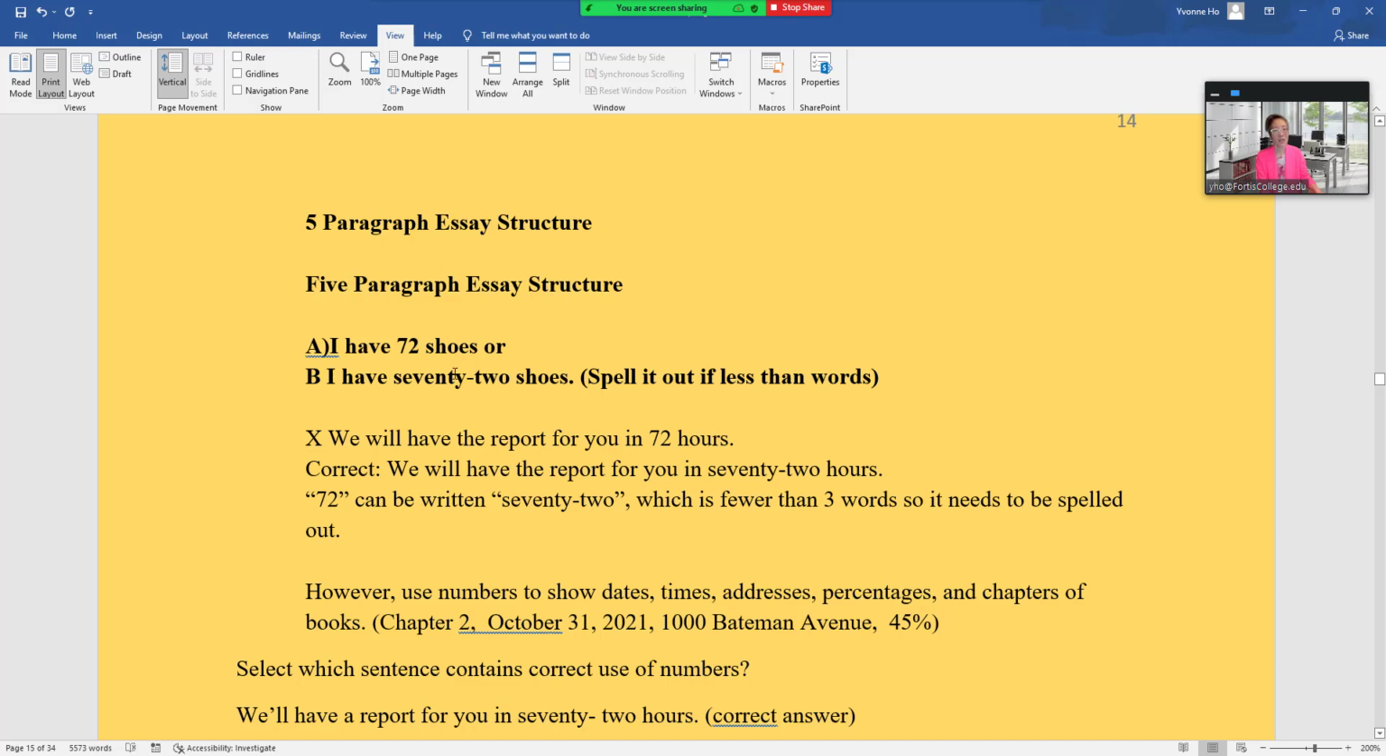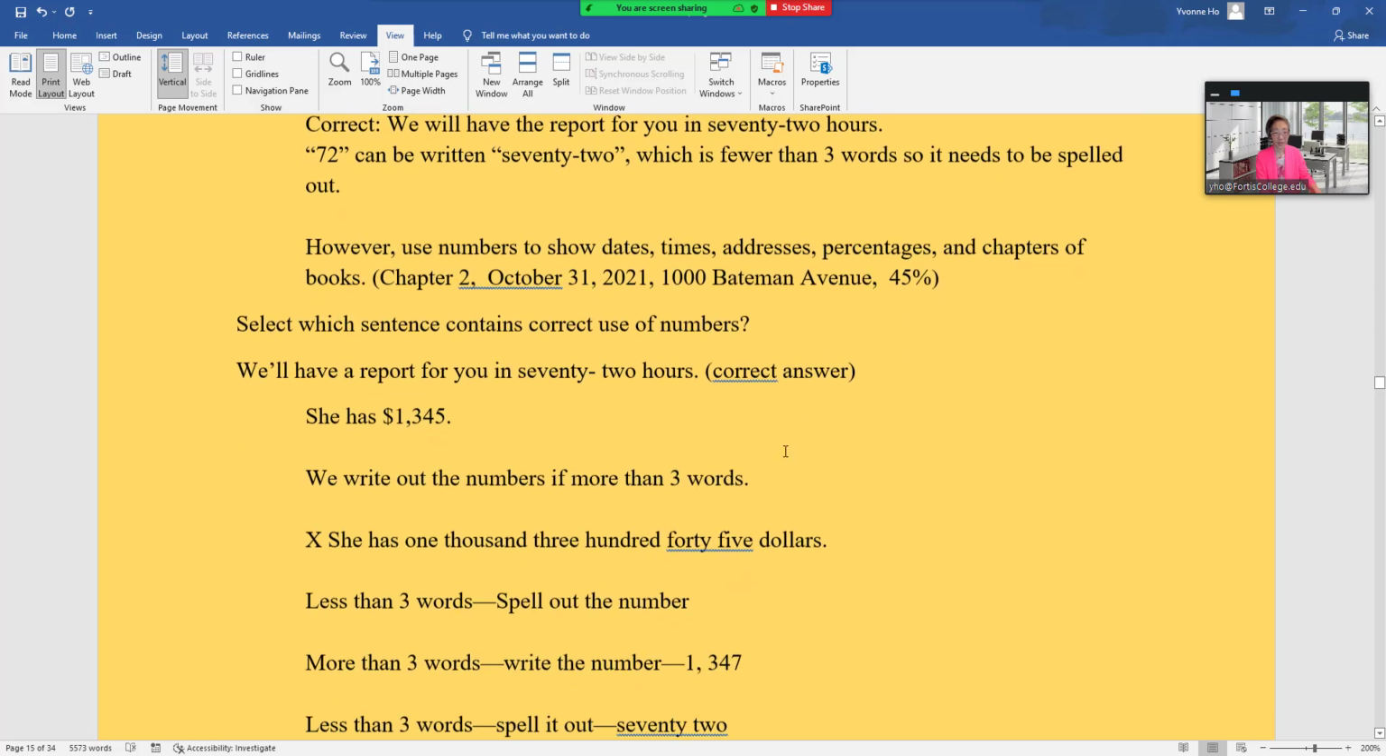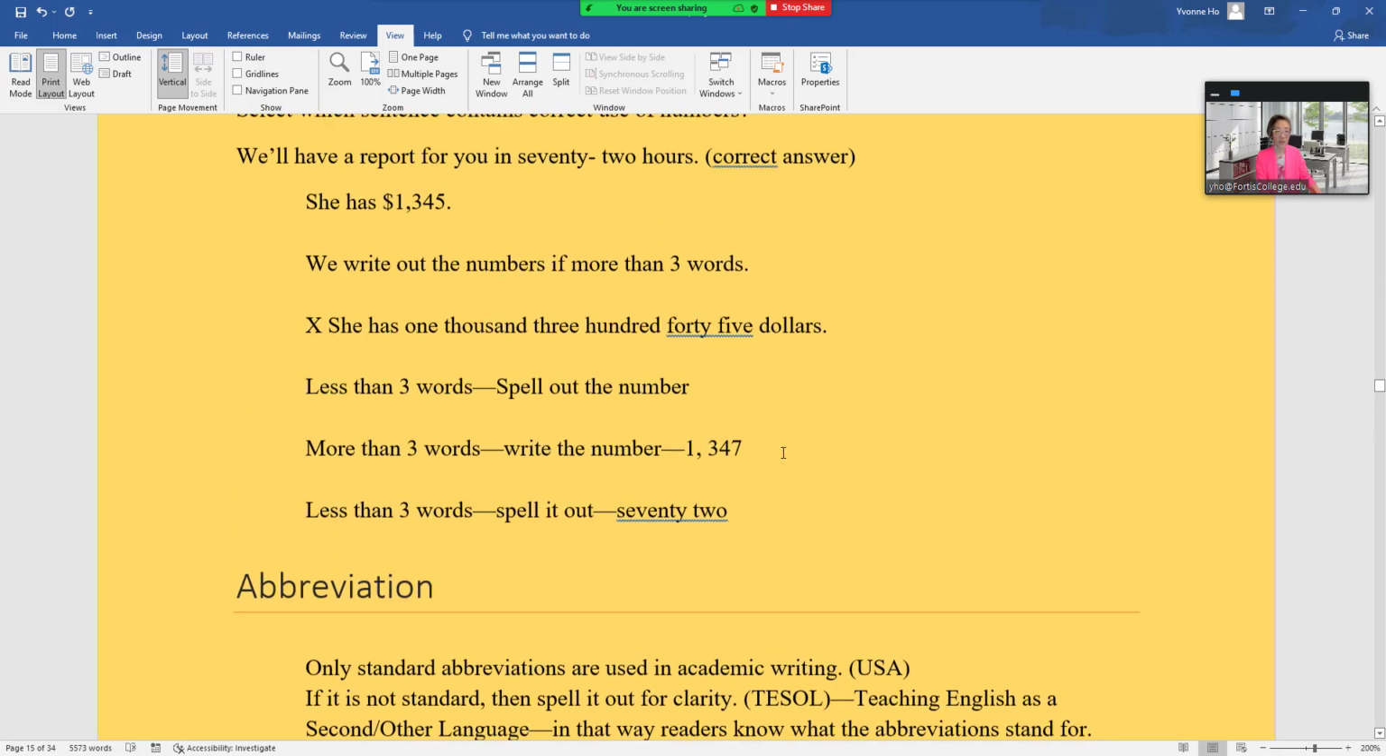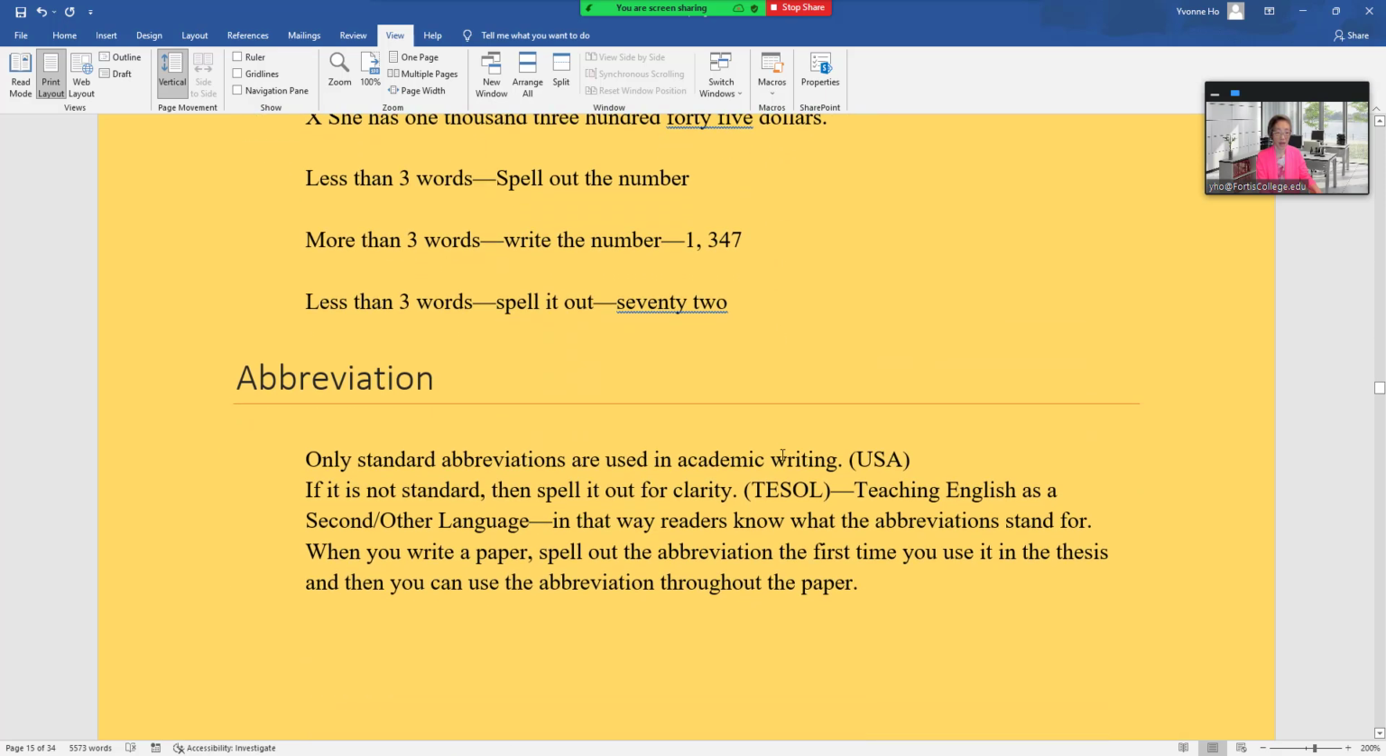So I have 72 shoes. So here it's less than 3 words. And so if it's less than 3 words, you write in, I have 72 shoes. We will have the report for you in 72 hours. That's incorrect. So you want to write, we will have the report for you in, you write it out if it's a small number. So we will have the report for you in 72 hours. And I think I did this already. Yeah. So that pretty much sums up how you do that.